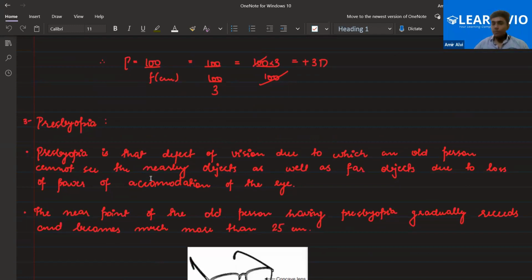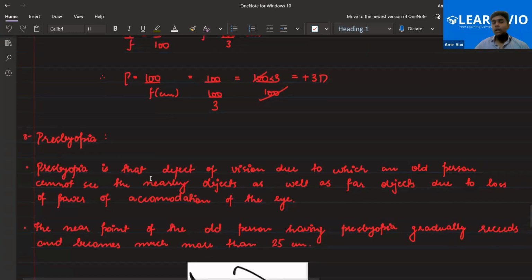So in presbyopia, there are two possibilities. First possibility is that the person is not able to see the nearby objects. That is similar to hypermetropia. And the other possibility is that the person is not able to see the nearby objects as well as the distant objects clearly. So both the possibilities are there, right? The majority of the cases will be when the person is not able to see the nearby as well as the distant objects clearly.